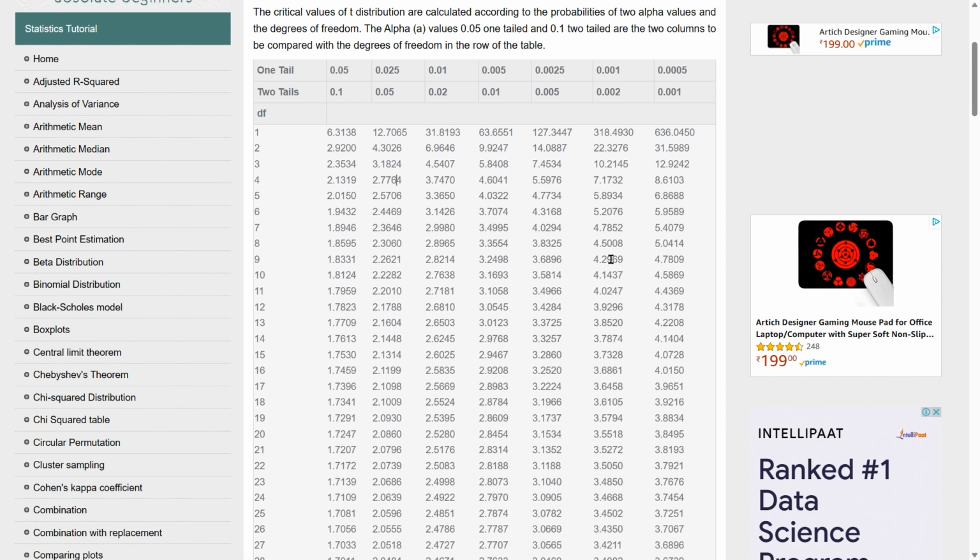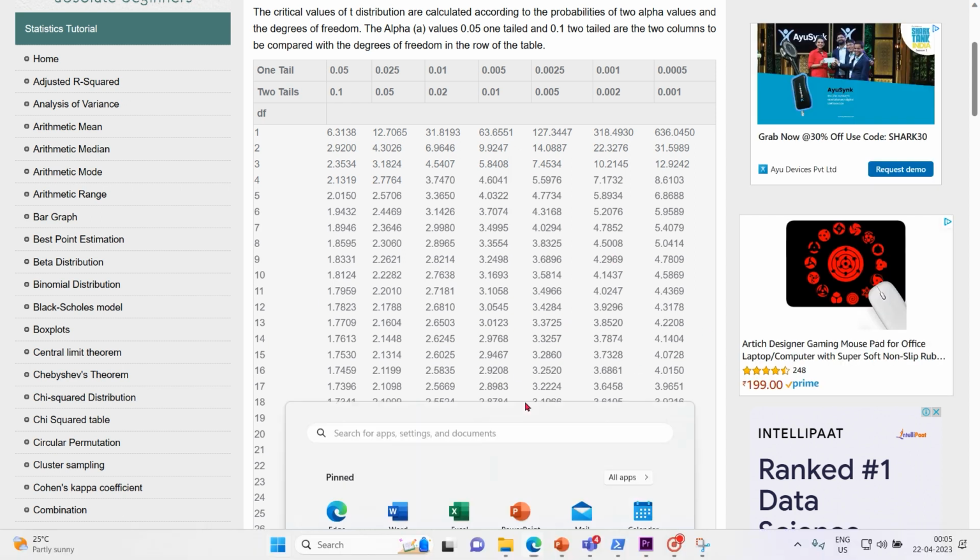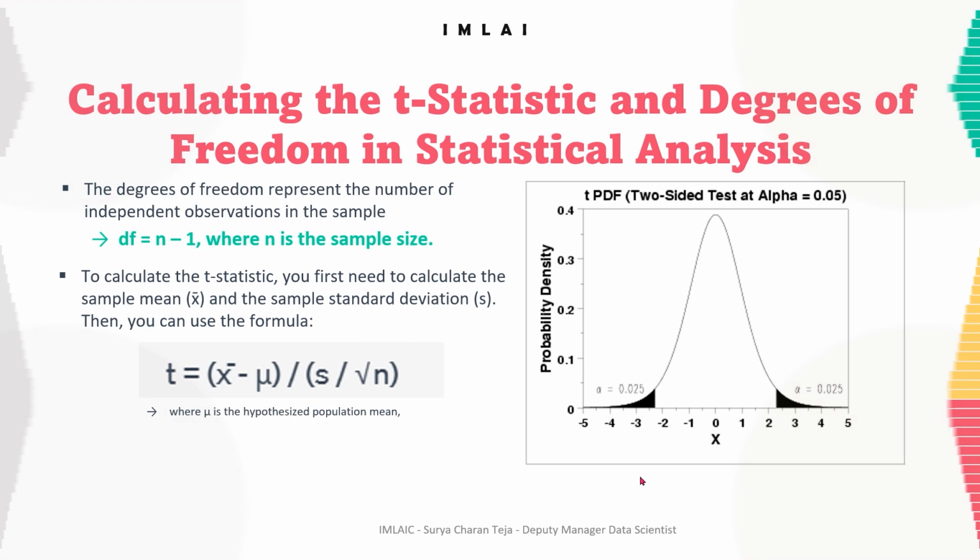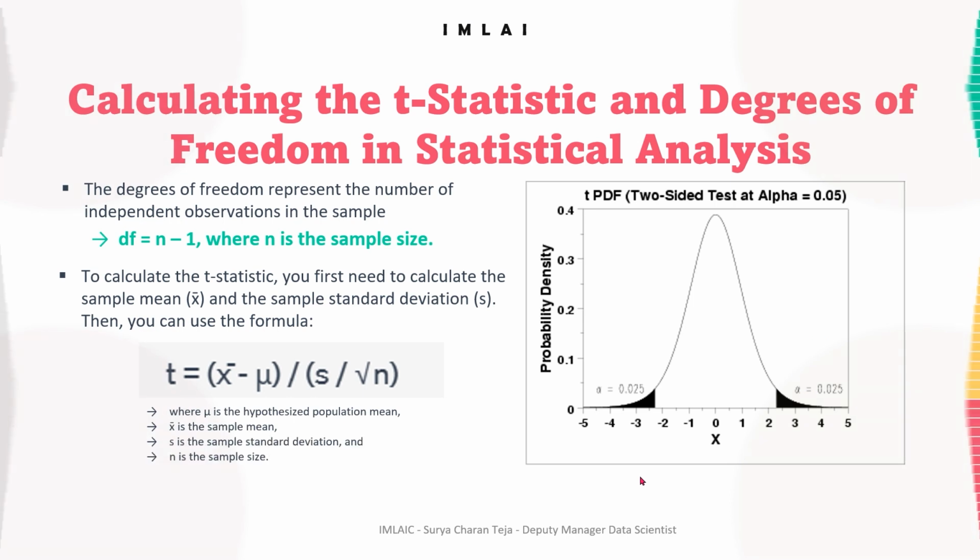So this means that there is a 4.3 percent chance of observing a t value as extreme or more extreme than 2.31, assuming the null hypothesis is true. You can take more examples from here. So in summary, to calculate the t distribution, you need to know the degrees of freedom and the value of the t statistic.